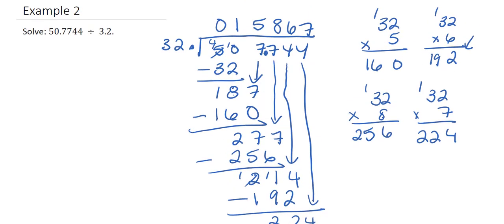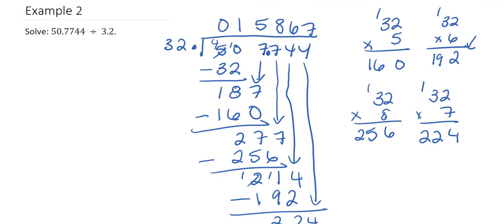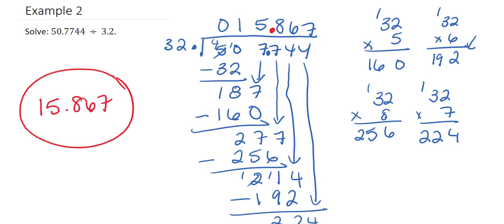And so we're done because we got to a 0 there when we subtracted. When we finally get to a 0 like that and we don't have any other numbers up here, we don't have to continue on. And now we go ahead and bring that decimal straight up, which would be between that 5 and 8. And so our answer, we can write it right here, and that would be our solution.